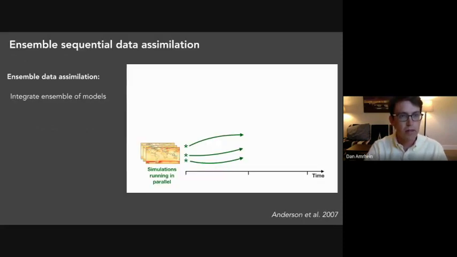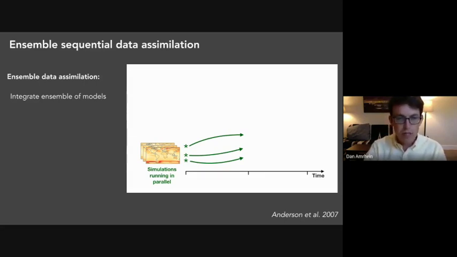So sequential methods, and I'll talk specifically about ensemble sequential data assimilation. They're called sequential because as we're moving forward in time, you're going to make changes to the climate state in order to fit observations. And by the state here, I mean a list of all the prognostic variables that you have in your model. So for the ocean, temperature, salinity, and velocities, that kind of thing.